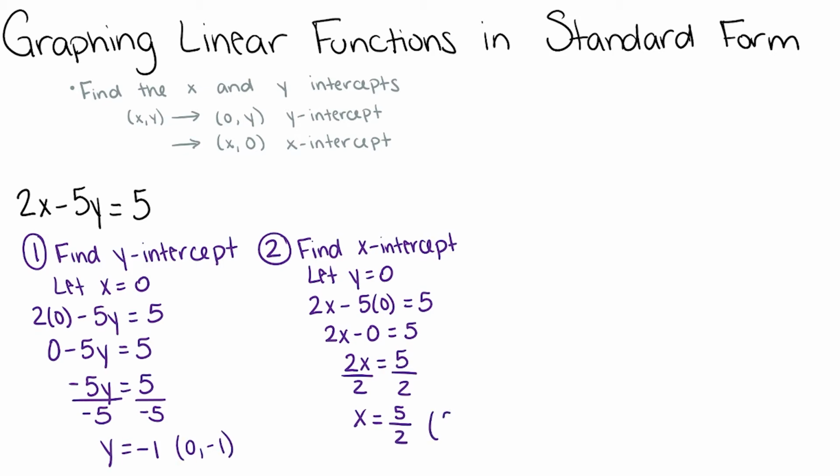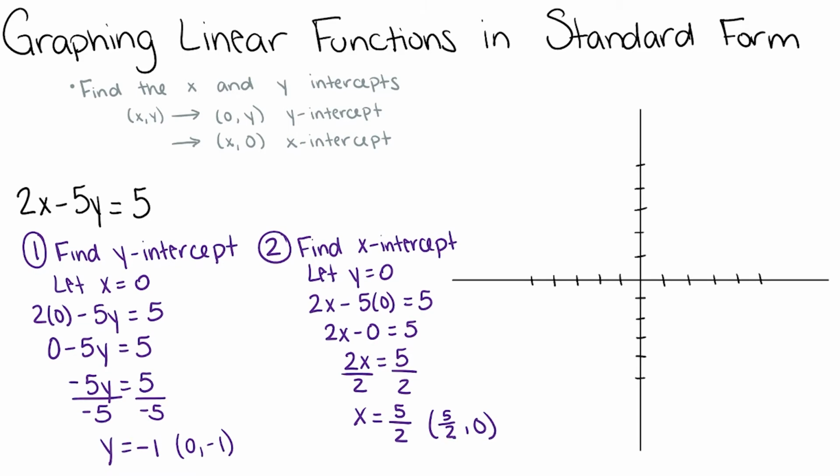So now let's graph our intercepts. We have a point at (0, -1), and we need to know where 5/2 is on our graph. 5/2 is equal to 2.5, so we know we're halfway between 2 and 3, and we place a point at (2.5, 0). And here's what that line looks like.